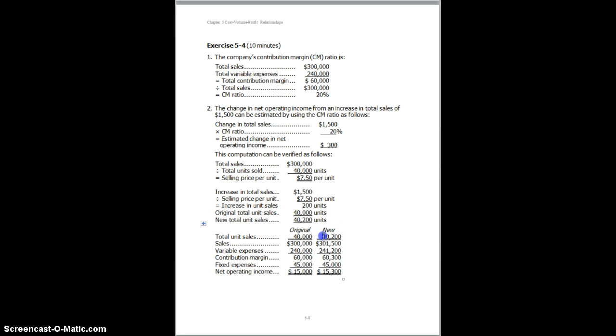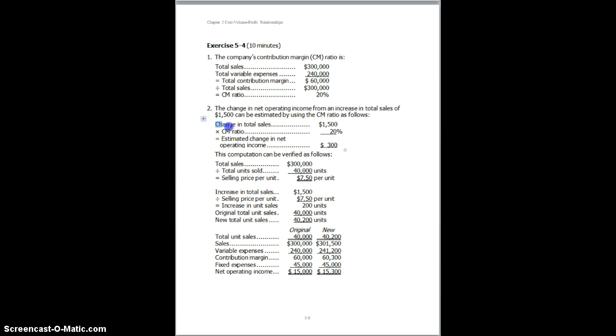Now you could work through this contribution margin income statement by changing both the sales revenue and the variable cost to reflect 40,200 units. 40,200 units at $7.50 would be your sales revenue. From there, simply multiply by 20%, and you get your contribution margin of $60,300. You could back into your variable cost, which is the difference between sales revenue and contribution margin. Less your fixed cost, you see that net operating income is $15,300. The change between the original and the new is $300.